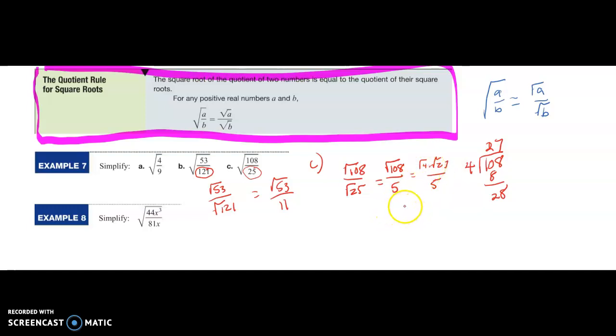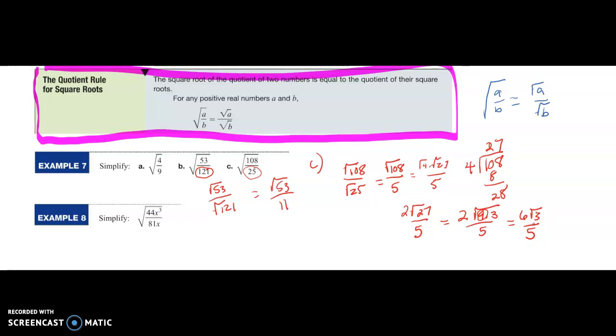Simplifying, 4 is perfect, so that becomes 2 times radical 27 over 5. You always need to keep asking yourselves, though, is there anything else perfect that will come out of 27? And hopefully you're getting skilled enough at this point that you can say, yes, there still is a 9 that will come out of that 27. So this equals 2 times the radical 9 times 3 over 5. Well, 9 is perfect, so it comes out of the radical and becomes a 3. You multiply by that 2 outside, so this becomes 6 radical 3 over 5.